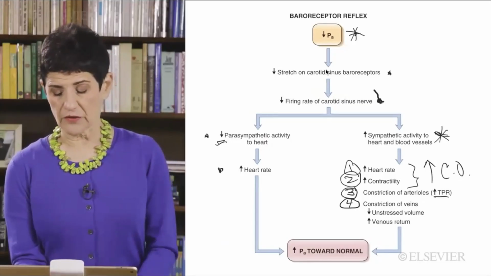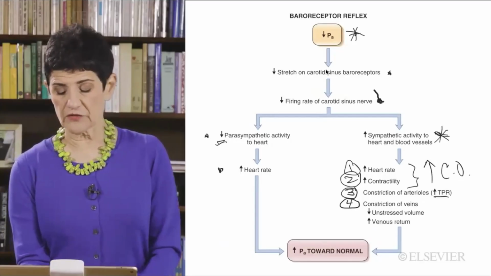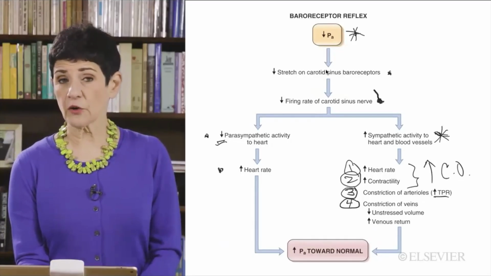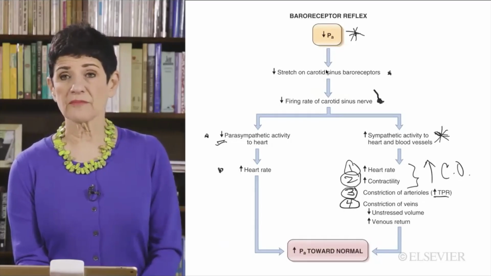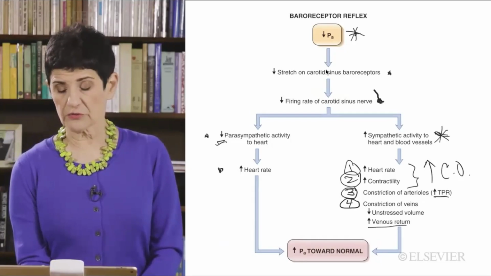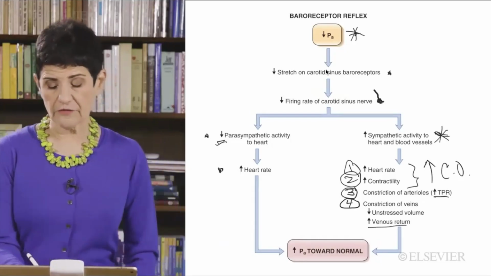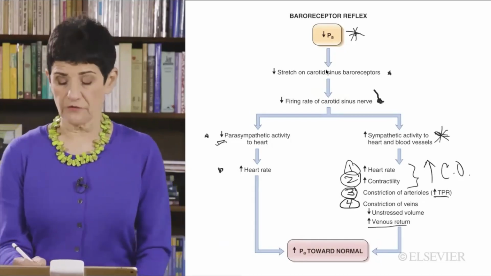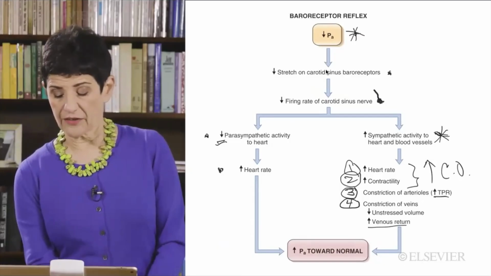That's where the term unstressed comes from. So there is a decrease in unstressed volume, the volume the veins can hold. If the veins can hold less volume, where's that blood volume going to go? It's going to go back to the heart, so there is an increase in venous return. So constricting the veins causes an increase in venous return, and increases in venous return increase preload.